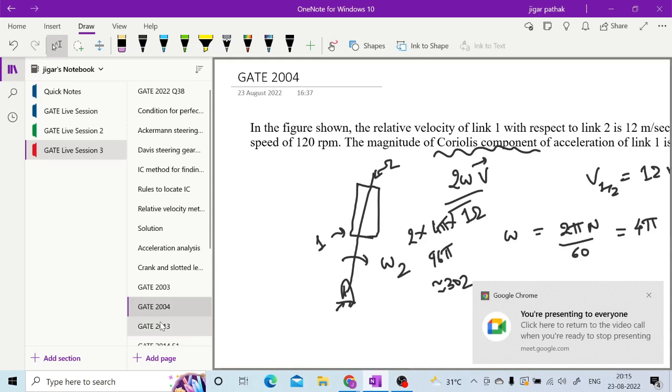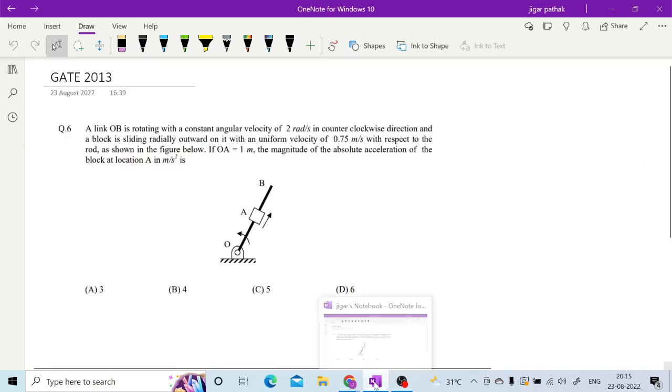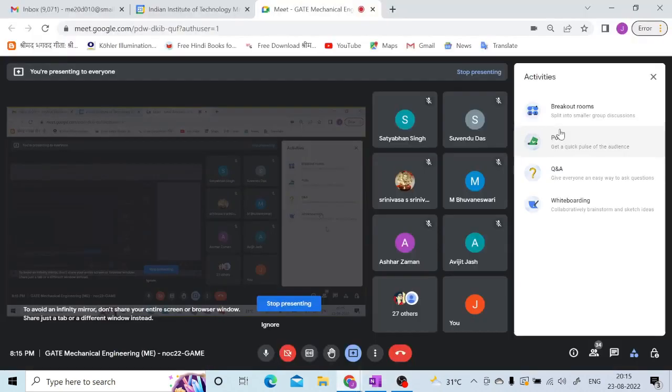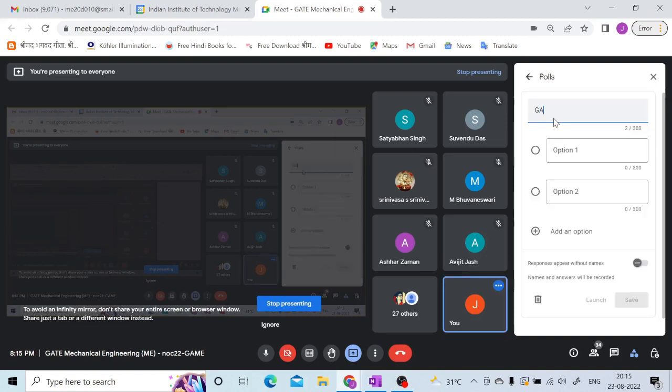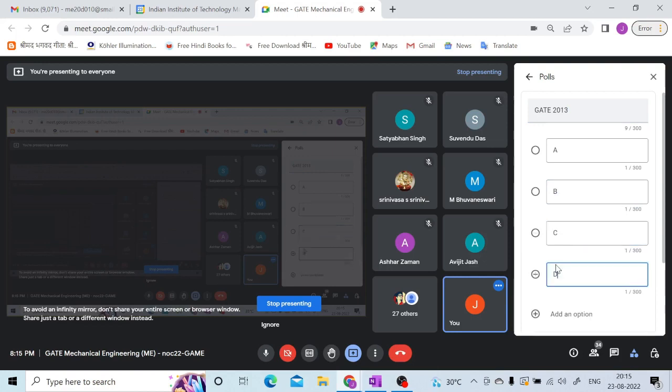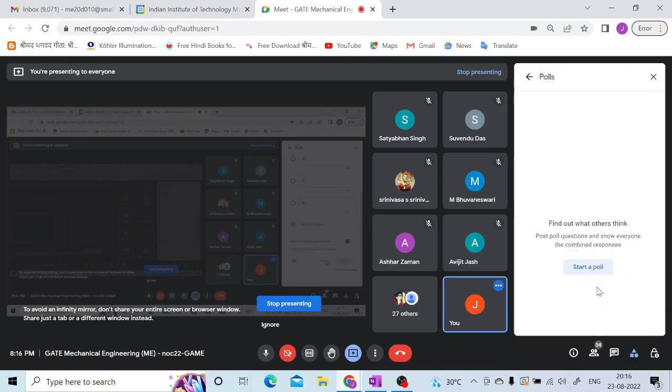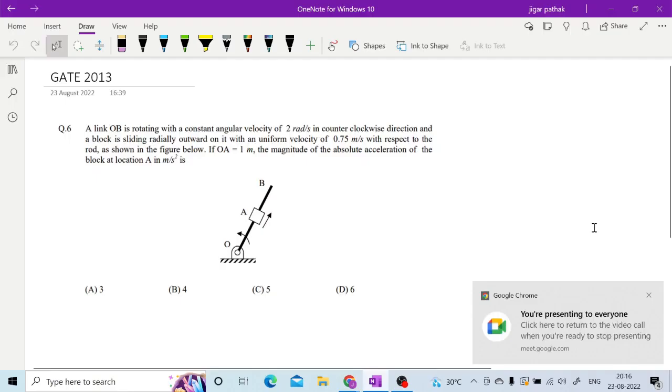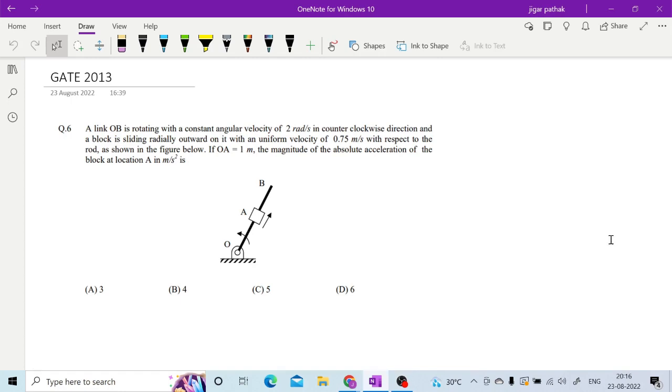Can you see this question on screen? Yes, sir. So I am generating poll for this one. It is from 2013. Option A, B, C, D. Can you see the poll? Yes, sir. Now you can attempt this question. I am giving you 1 minute. You can calculate.